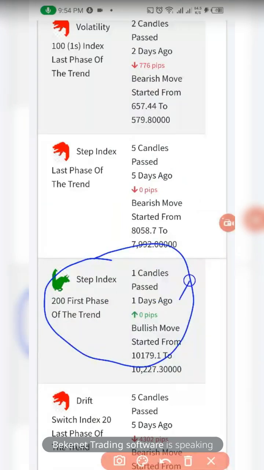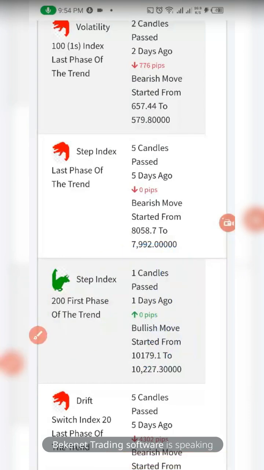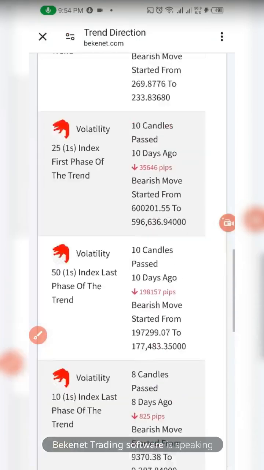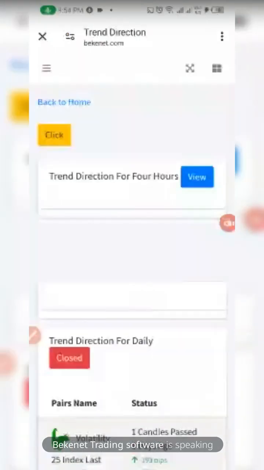Because price has gone far. When it comes to step 200, price has gone far. Since this is on a bullish move now, all I need to do is go to my lower time frame so that I can buy alongside with it. Even if it's tomorrow, it's already on the bullish move. This is a sweet entry.